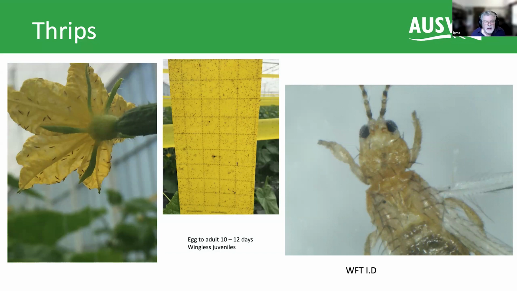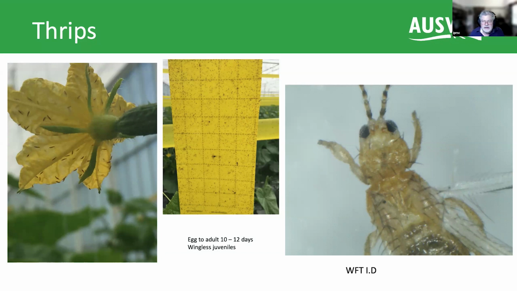For example, on the right-hand side, there is a Western flower thrips. That's at about 60 times magnification. And what you're looking for is the hairs behind the head. If you have hairs on the segment just behind the head there, the pronotum, on the front and back of the head, then it's very likely a Western flower thrips.